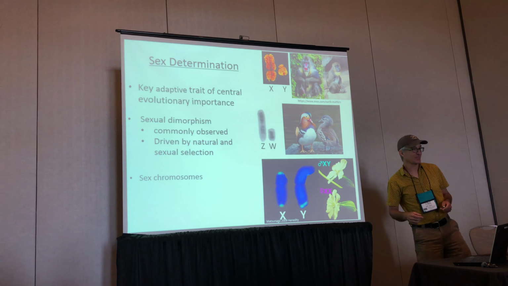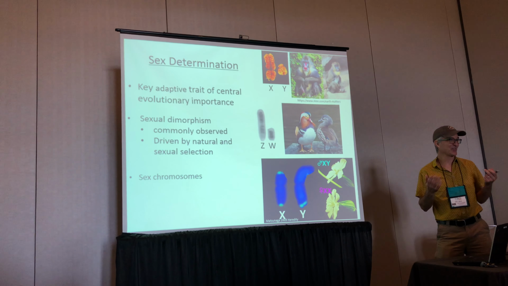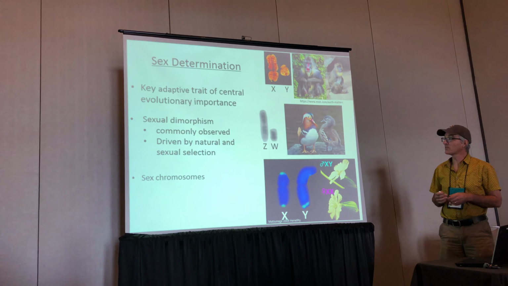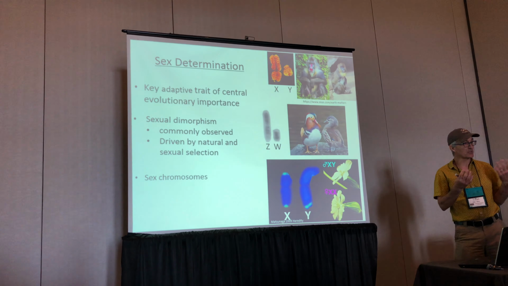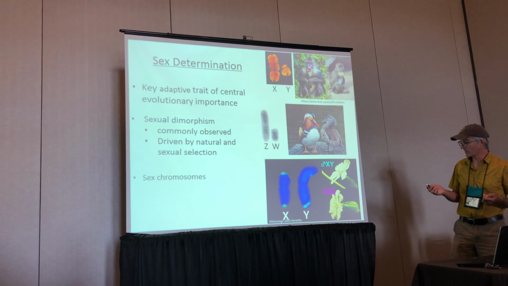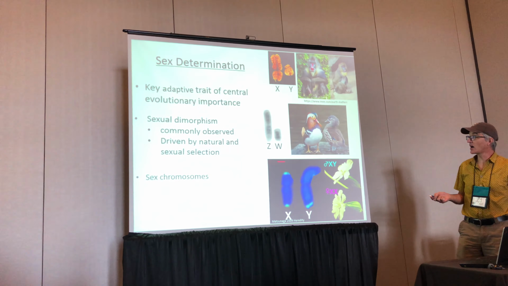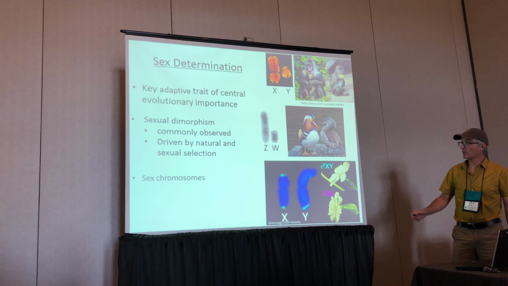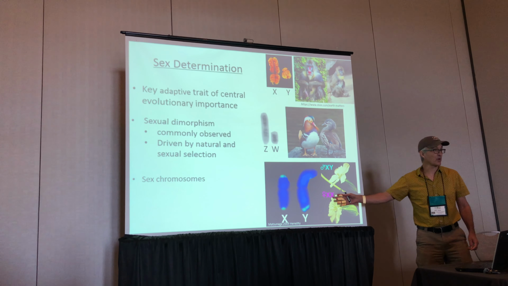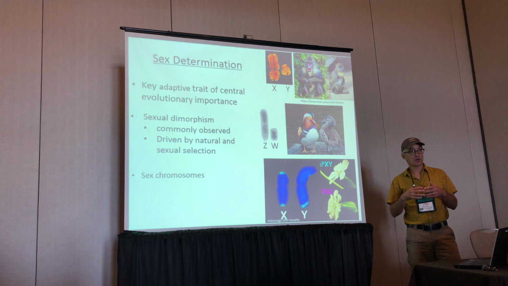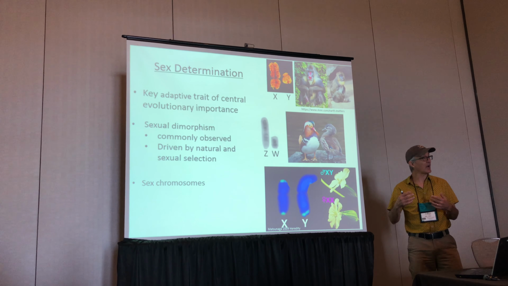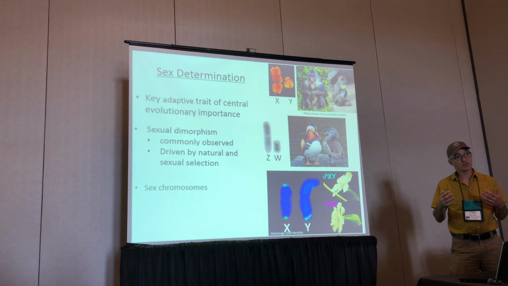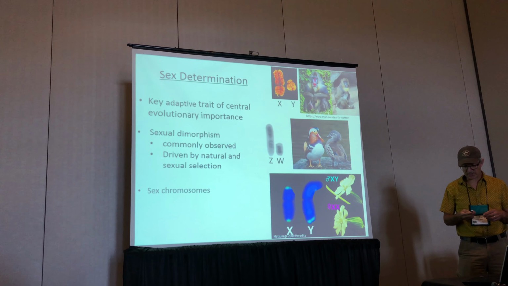So sex determination obviously is super important during the development of an organism, especially dioecious organisms that have males and females. And that sex often becomes associated with sexual dimorphisms. Sexual dimorphisms are common throughout animals and plants, as you can see here in this Silene latifolia. Also, sex chromosomes develop that sometimes become different in size and heteromorphic, and the evolution of those sex chromosomes is integral to understanding a lot about genomic evolution.